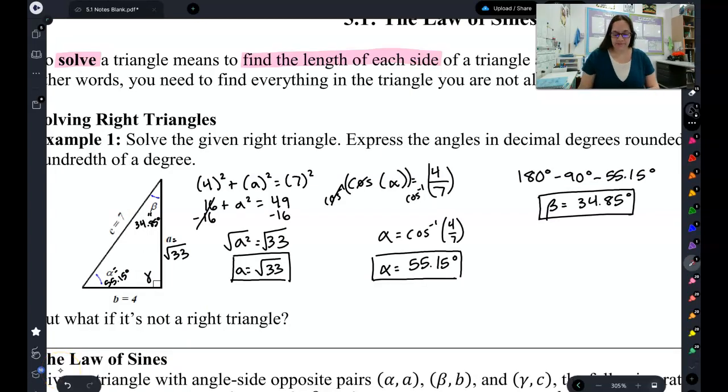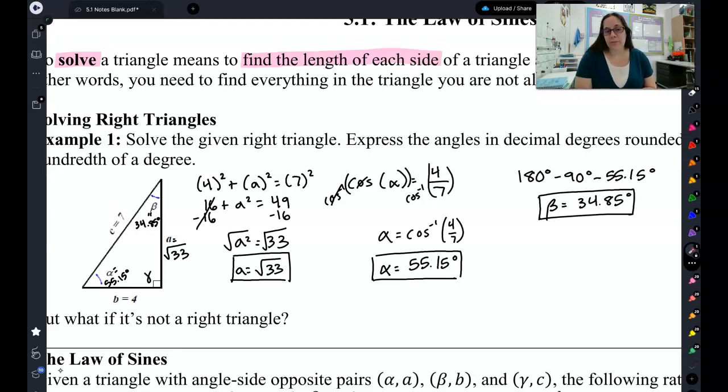Let's check your work. So I used the Pythagorean theorem to solve for A first. I got square root of 33. Then I used SOHCAHTOA to solve for alpha. I used cosine and used the two sides that were given to me, four sevenths, to get that alpha is 55.15 degrees. And then I used my 180 rule to solve for beta. Now, that's all well and good when it's a right triangle. We've been dealing with right triangles for months at this point.